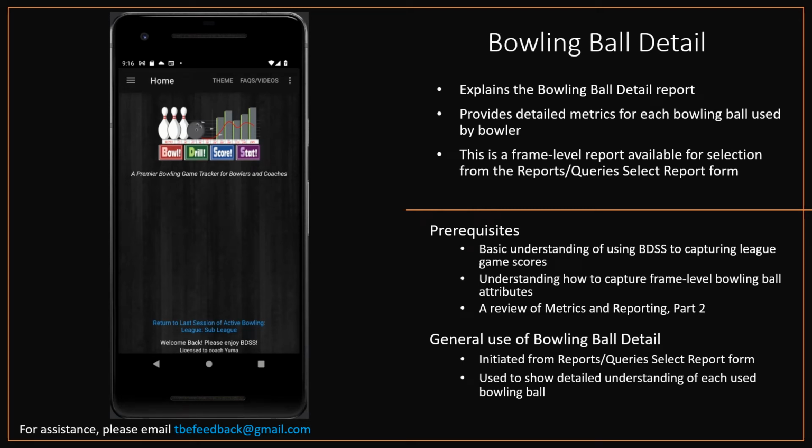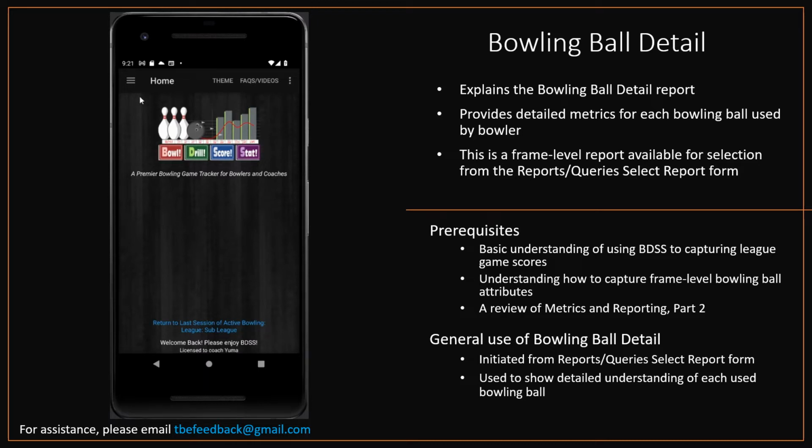In this video I'm going to walk you through the bowling ball detail report. In the video Metrics and Reporting Part 2, I previewed the original 8 reports inside of BDSS. Bowling ball detail is not part of the original 8, so in this video I'll demonstrate how to use it. If you have not used the dynamic reporting capabilities of BDSS, I do suggest you review the Metrics and Reporting Part 2, or at least the beginning of it, to understand how to select a report, a bowler, scope, and filter criteria. So let's get started.